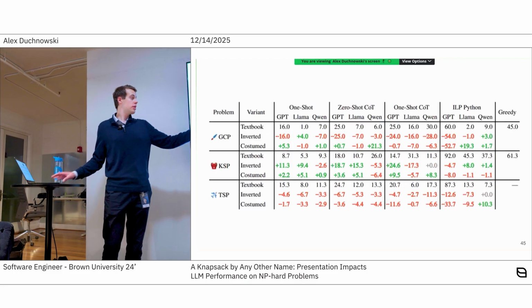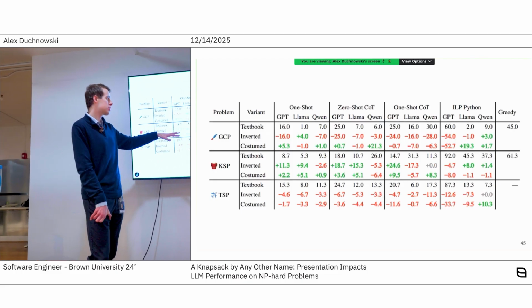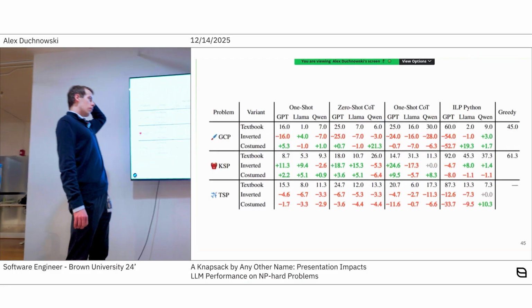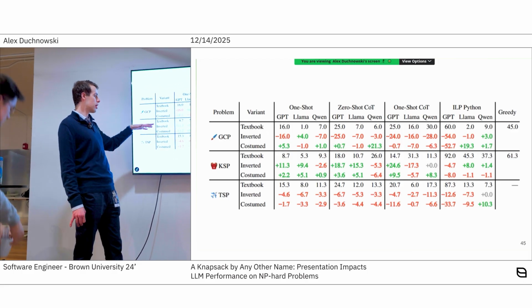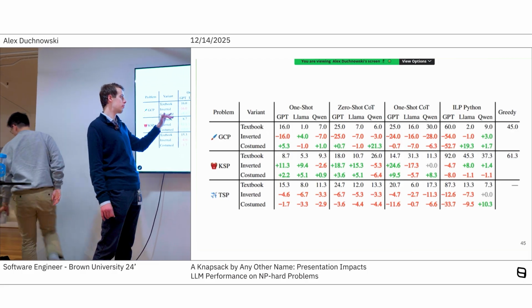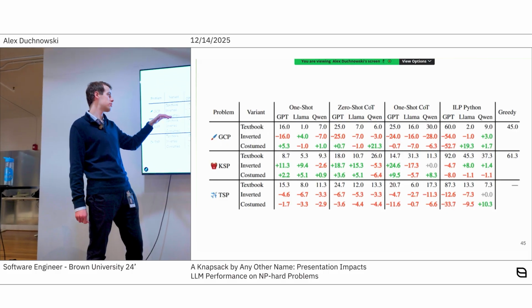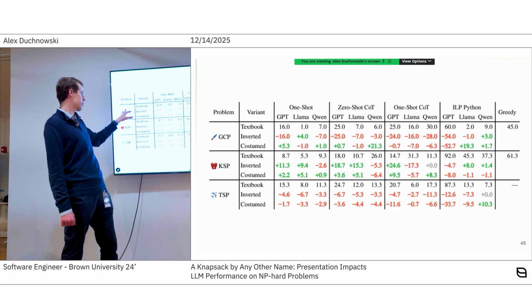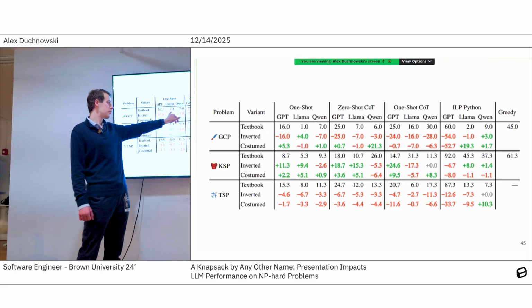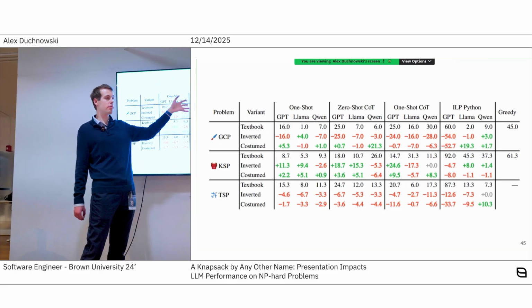For the hard data set, there's a little bit more of a mix. In general, we saw that where you get some of the green stuff, or some of the increased performance for inverted or costumed problems, it's more so on the points where you already had low performance. For example, here we had one-shot Llama textbook graph coloring problem. You got 1% optimization accuracy versus inverted gets 4%.